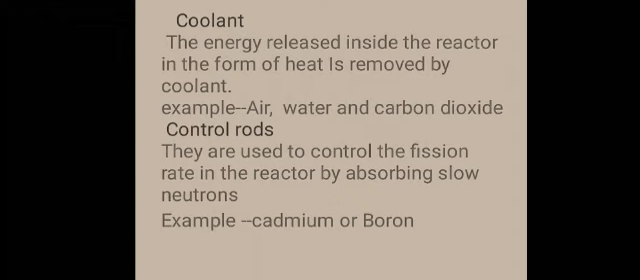The next is control rods. Control rods, from the word control, right? In order to control the fission rate, the control rods are used to control the fission rate in the reactor by absorbing slow neutrons. That is, if there are a lot of slow neutrons, what will happen? The reaction rate will increase. So in order to control it, the excess slow neutrons are absorbed by this material and they maintain the reaction rate. So they are used to control the fission rate in the reactor by absorbing slow neutrons. Example, cadmium, boron. Okay.